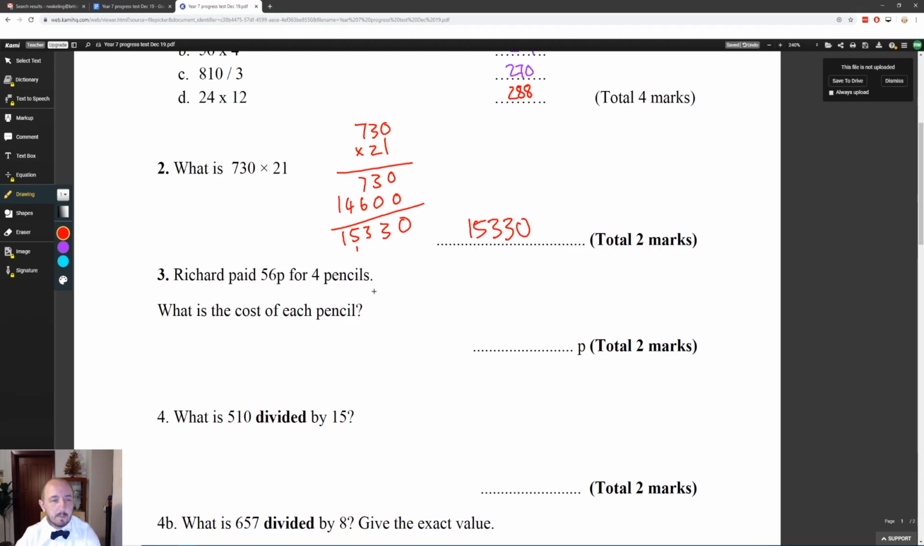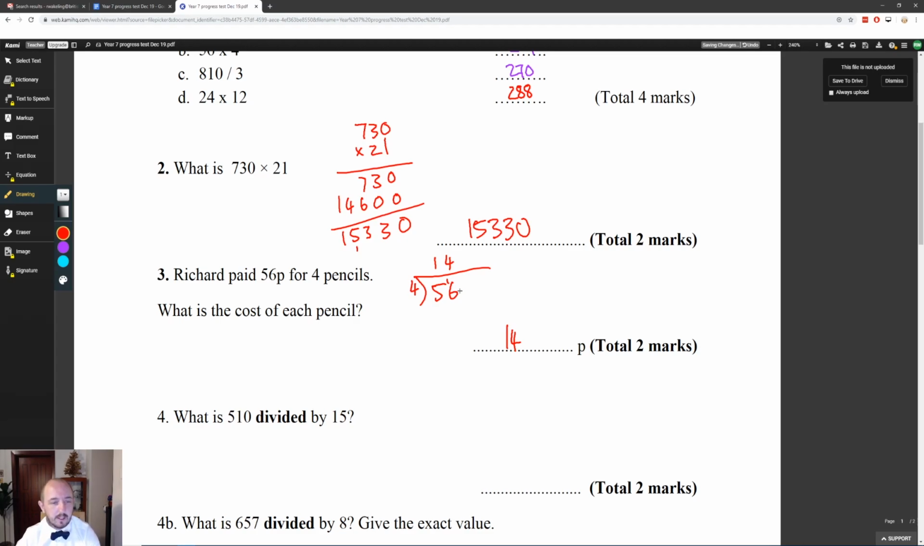Richard paid 56 pence for 4 pencils. What is the cost of each pencil? So we're going to do 4's into 56. That goes 1, carry 1. And the 4 for the 4's into 16.